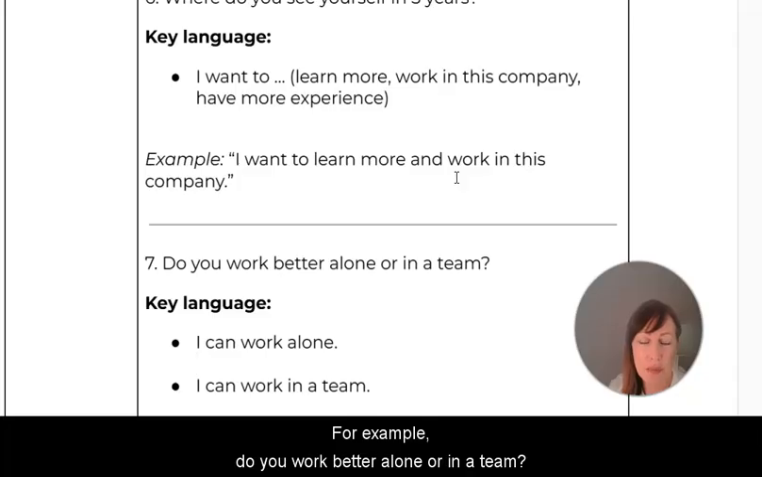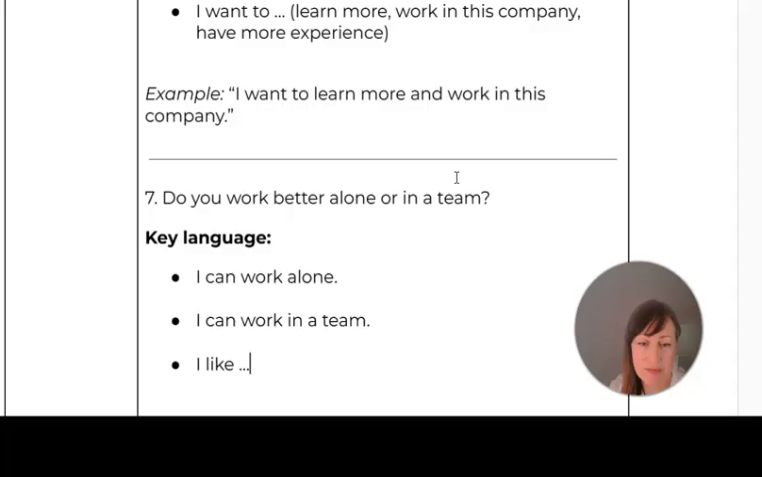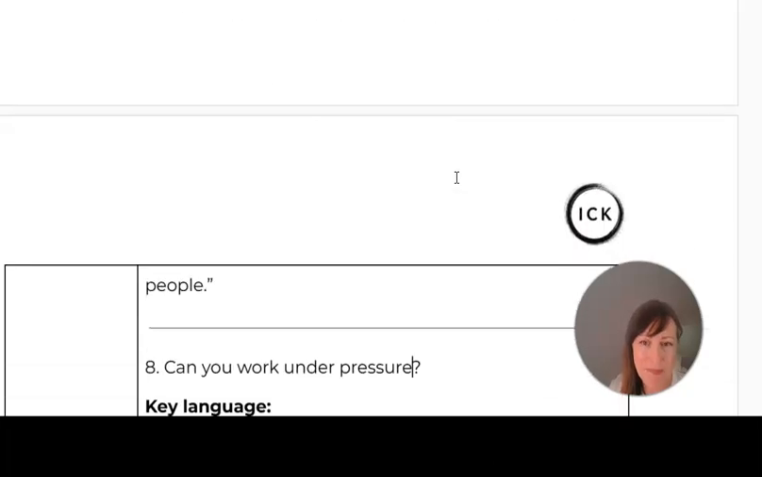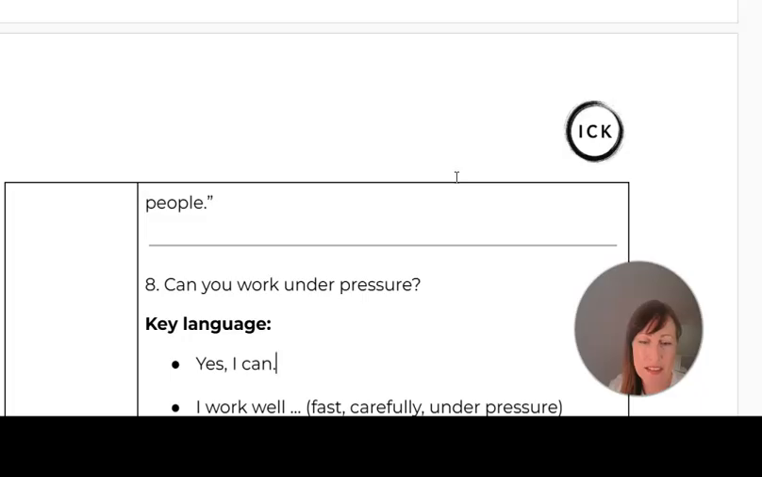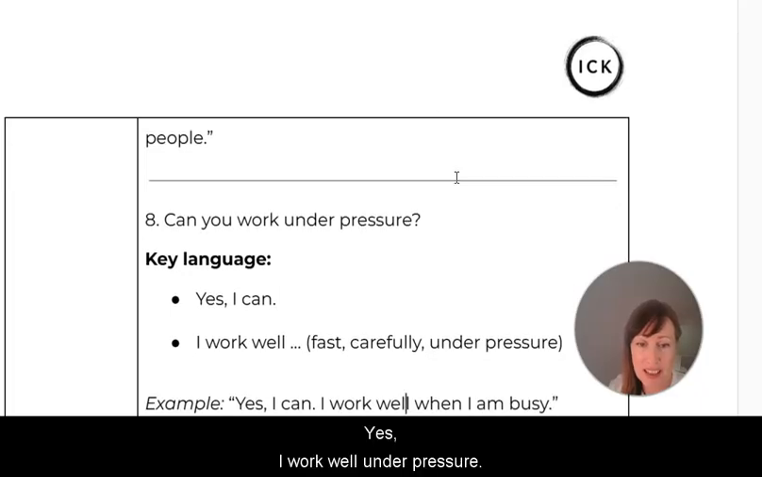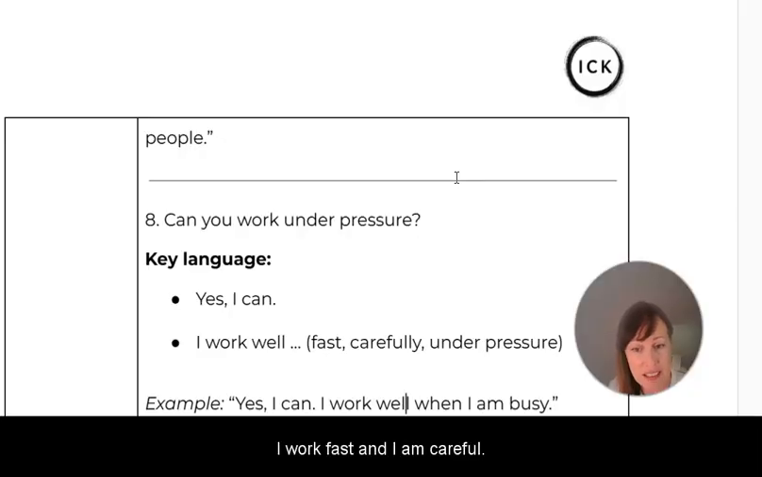Do you work better alone or in a team? Of course, the best answer is both, ambos. I can work alone and in a team. Can you work under pressure? Yes, I work well under pressure. I work fast and I am careful.